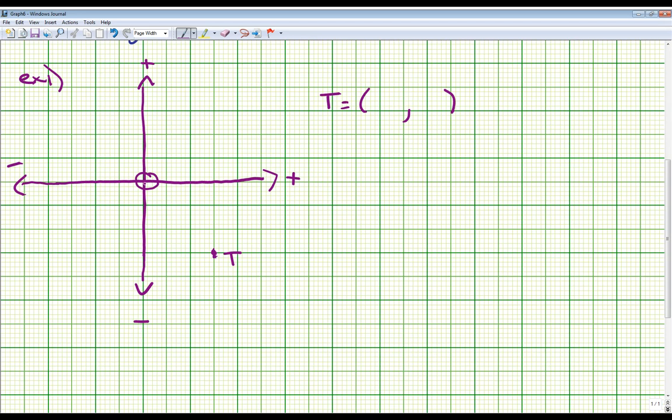I have to move on the x-axis 1, 2, 3 lines to get to the T. That's a positive 3 because I'm moving to the right. Then I have to go down 1, 2, 3. So that means I'm going to have negative 3 because I had to move down. And that's how to get to T, the same T that's on our journals.